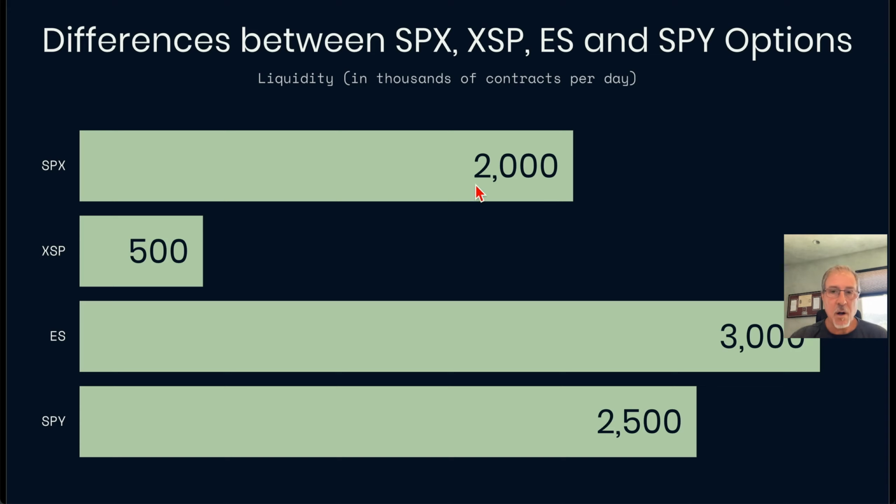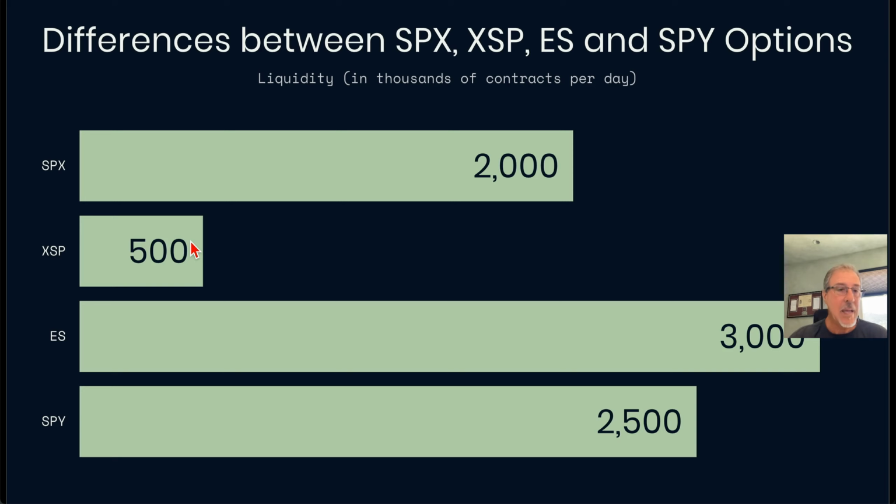SPX is pretty darn liquid. And then, of course, XSP. XSP is a newer product. It hasn't really caught on quite the way people thought that it might. Not sure why that is, but it's just not as liquid. And anything that's not as liquid, one of the big challenges is the bid-ask spreads in it can be much wider.